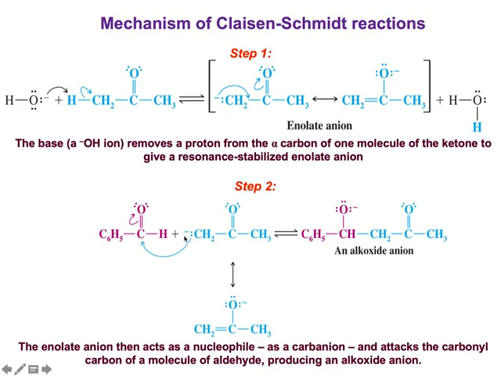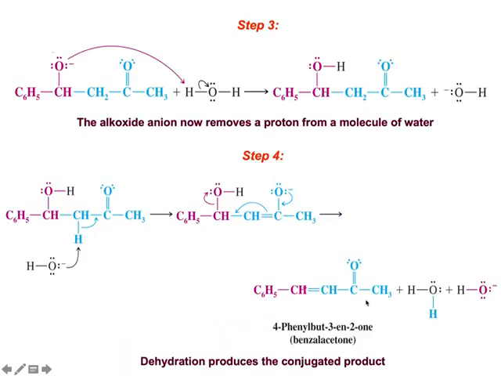This one is the nucleophilic substitution mechanism step. So the nucleophile attacks this electrophile, so electron moves to the O minus, so it becomes the intermediate alkoxide anion. This one is step 3.